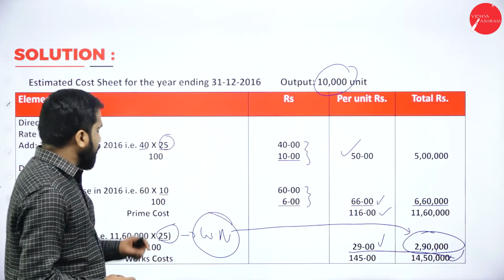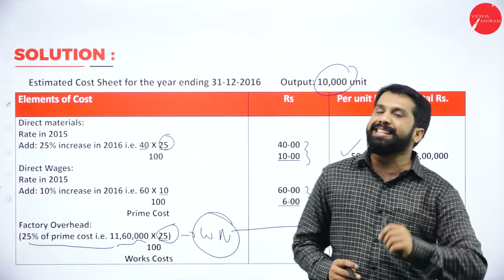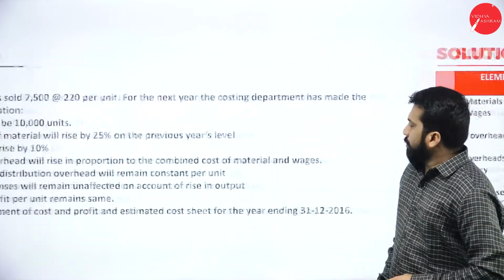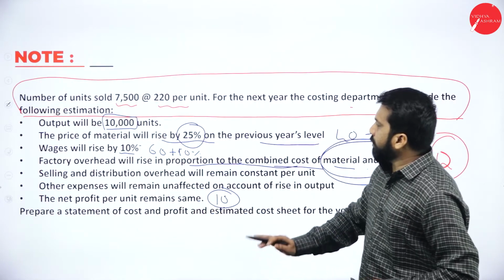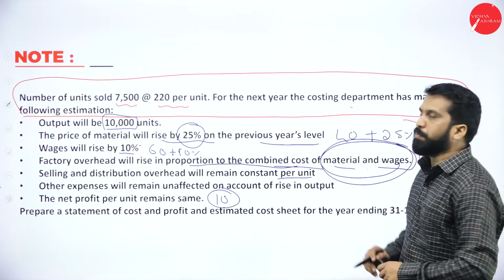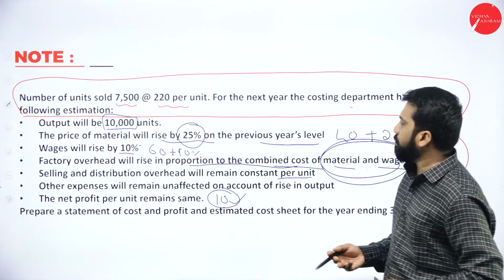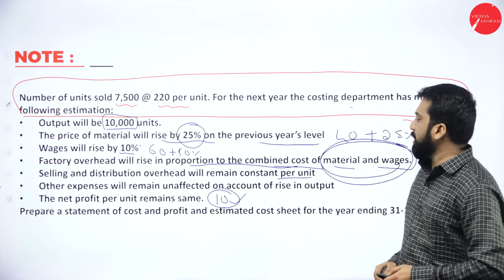Now, you have done up to works cost. What is the next procedure? You have to add selling and distribution. They have given that selling and distribution overhead will remain constant per unit. How much was it? It was around 10 rupees per unit. So it will be the same thing.